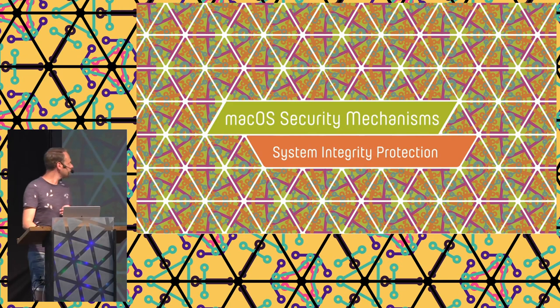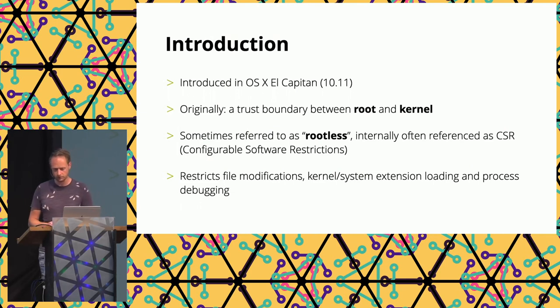So another important security measure is System Integrity Protection, or SIP. It was released in El Capitan, and it was originally meant to create a trust boundary between root and kernel level. So it is often referred to as rootless, or internally it's referred to as CSR. It restricts modifications, kernel and system extension loading, process debugging, etc. The idea here is that even if you have root privileges on your account, you're still not able to alter the most important parts of your system.